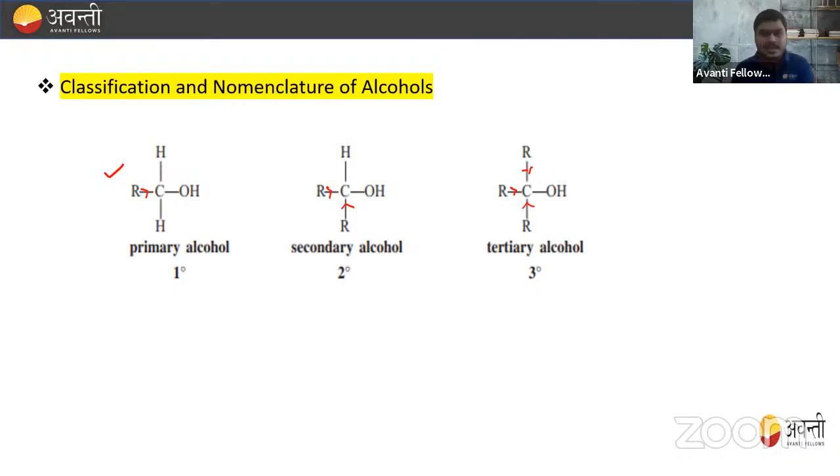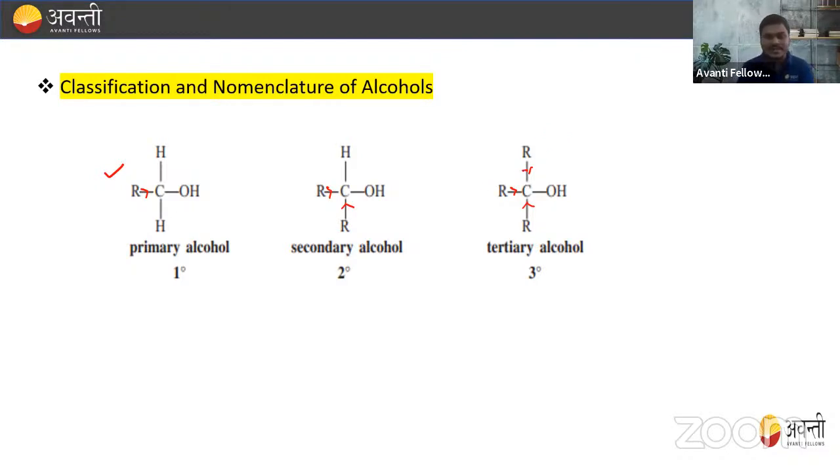So always remember this: when only one alkyl group is attached to the carbon which is attached to the OH group, right? So if only one alkyl group is attached to that carbon which is attached to the OH group, then it is said to be a primary alcohol. और अगर उस कार्बन पे दो alkyl group लग जाए, that is two R, then it will become a secondary alcohol. और वहां पे अगर तीन alkyl group लग गए, तो that is called a tertiary alcohol.